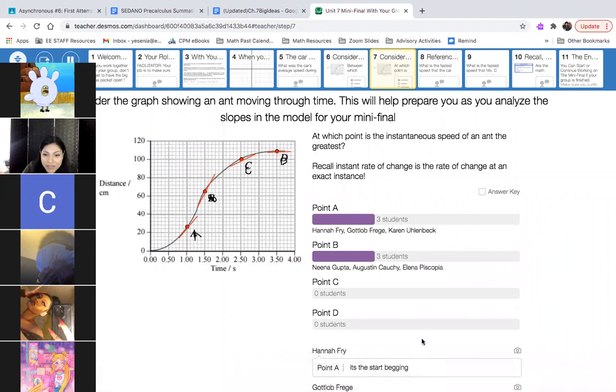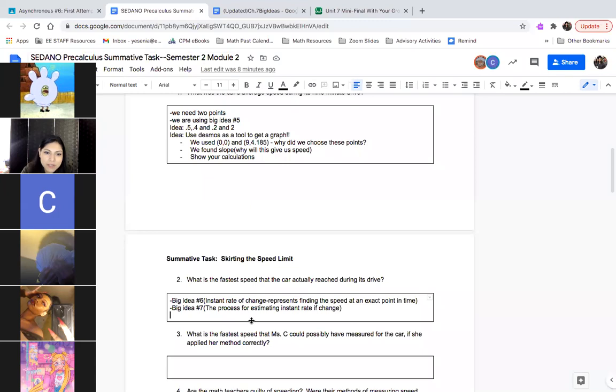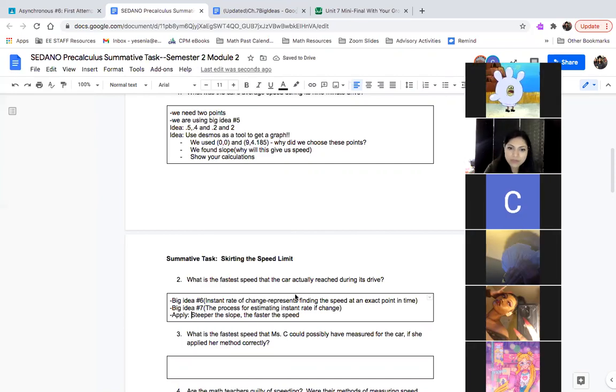Awesome. So we're going to apply this idea that the steeper the slope, the faster the speed to figure out where the teacher's going the fastest and what was their fastest speed. So I'm just going to write down that note. So we're going to do steeper the slope, the faster the speed. And this isn't a big idea. It's just a concept we're going to apply. That's just an important thing to know to help us answer this question. So that's why that's there.